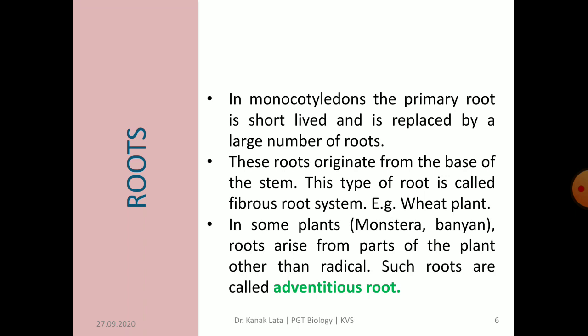But in some cases like monstera, banyan, maize, the roots arise from other than radicle, means they arise from other parts of the plants. So such roots are called adventitious root. What are they called? They are called adventitious root.